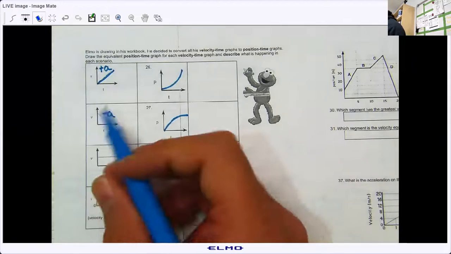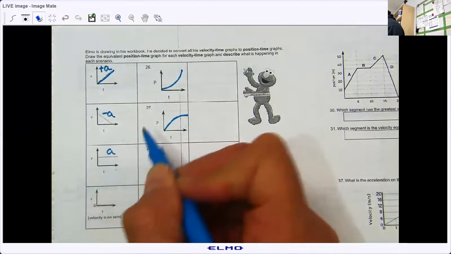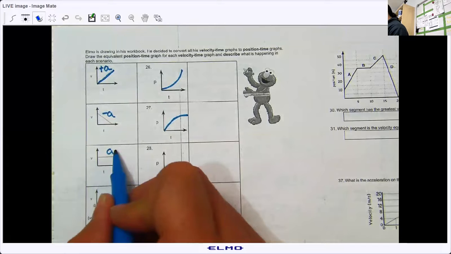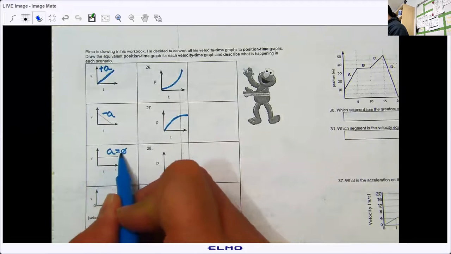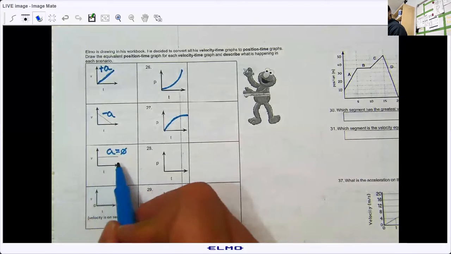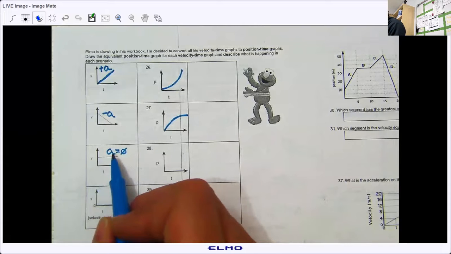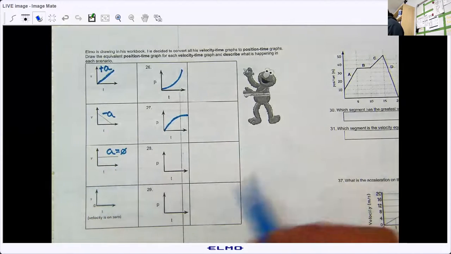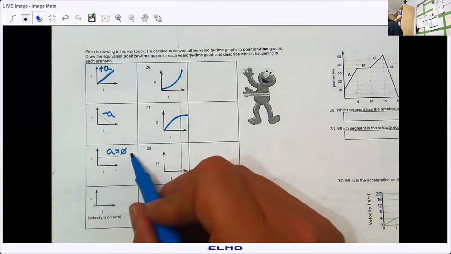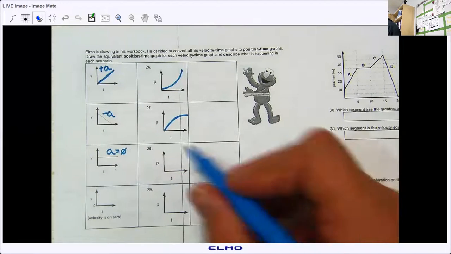Here in this velocity time graph, which shows acceleration, we see that acceleration is equal to 0. It's equal to 0 because the slope is 0. Because the slope there represents acceleration, we know that acceleration is going to end up being 0. So this just means that the object is not speeding up and it's not slowing down. That means that it's at a constant speed.